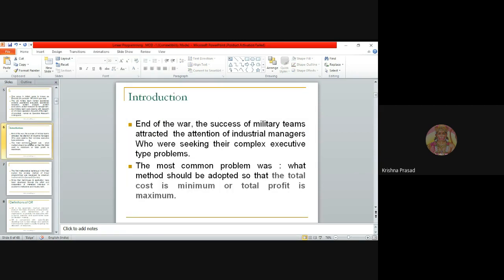At the end of the war, the success of military teams attracted the attention of industrial managers. After winning the war, people started to look at how they won. A lot of stories came out about the strategies, how it was framed, and what helped them win this particular war. Definitely, this was delightful for industry people.